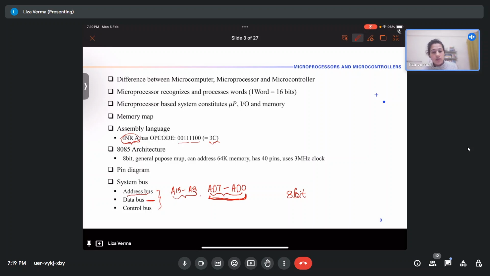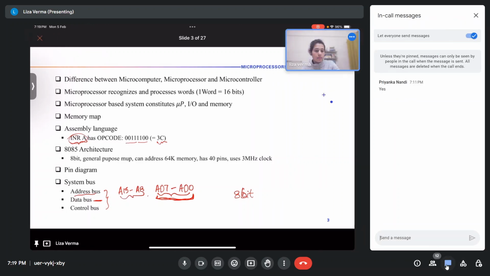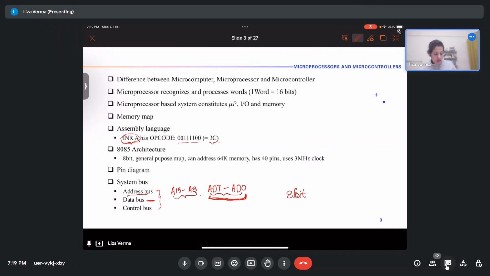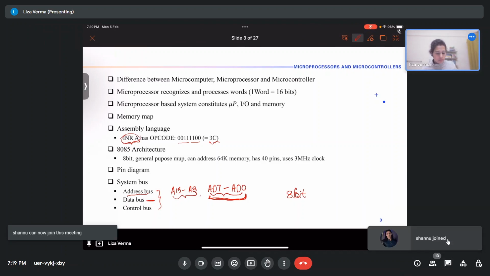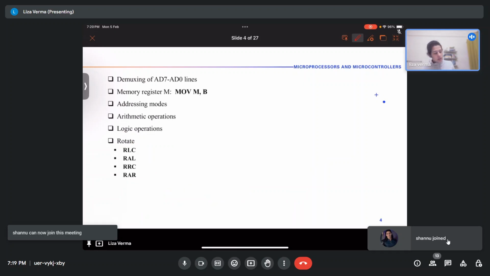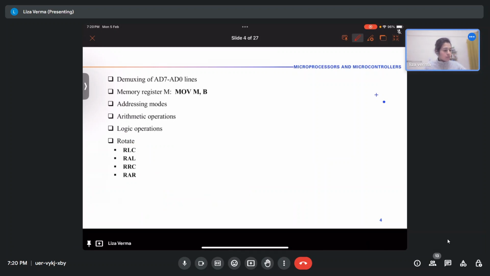Any question on the system bus, or is it clear? Should I move on? I'll take that as a yes. All right, demuxing of the AD7 to AD0 lines. Do I need to explain this again? Can you please write yes or no in the chat box?